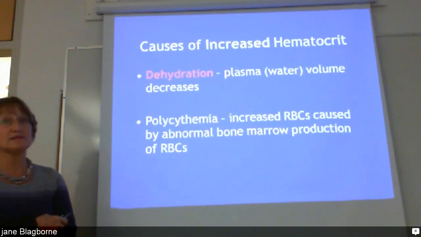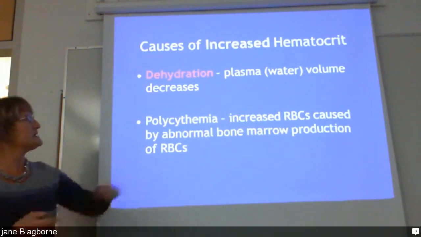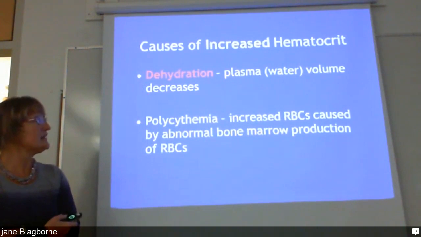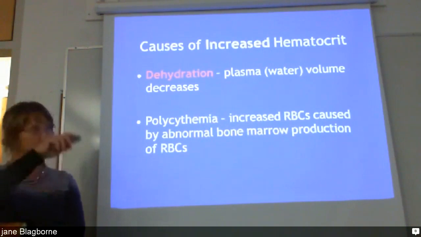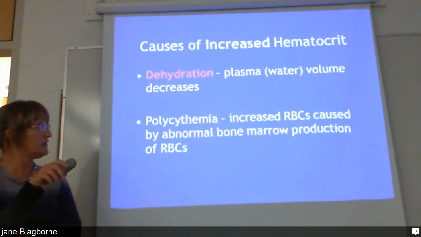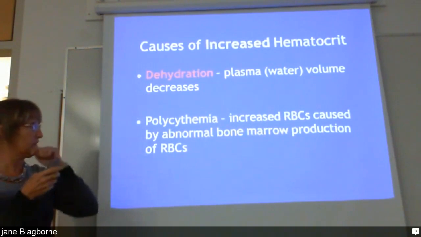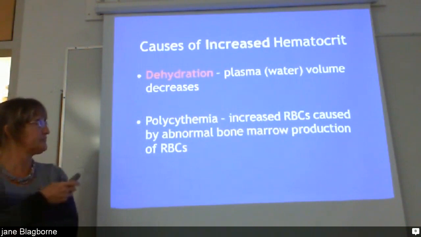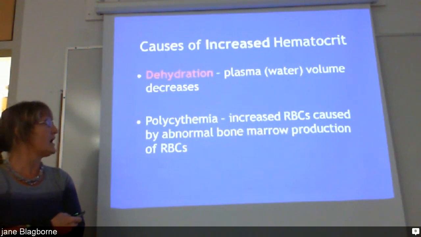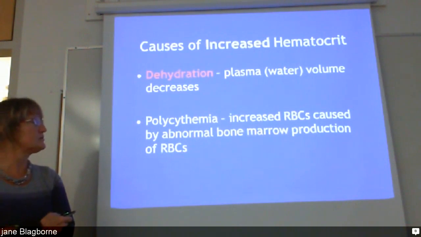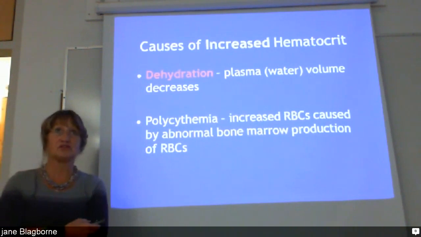They are highlighted as high or low. The cause of increased hematocrit, meaning it's more concentrated, and dehydration is one of the big ones. It means you've lost your plasma. And you remember plasma is about 92% water. So you've lost that water content, so your hematocrit goes up. So it will show you if a patient is dehydrated.